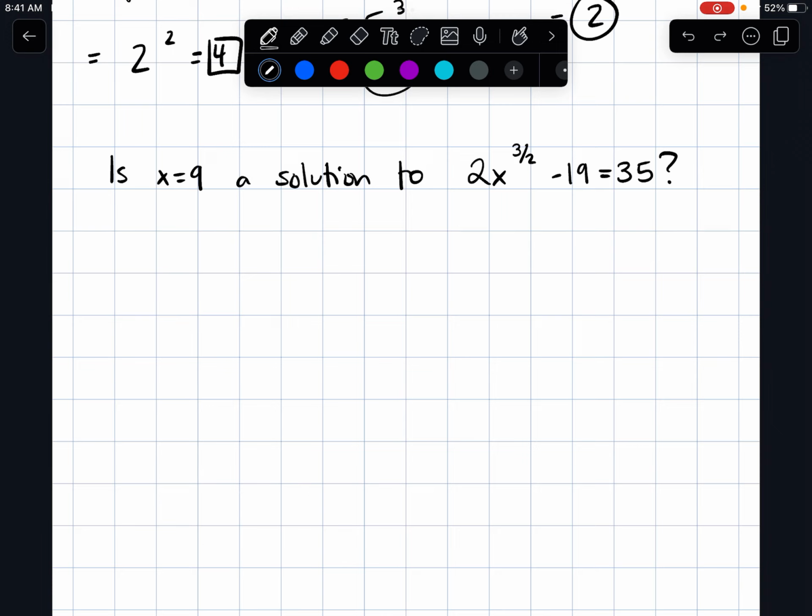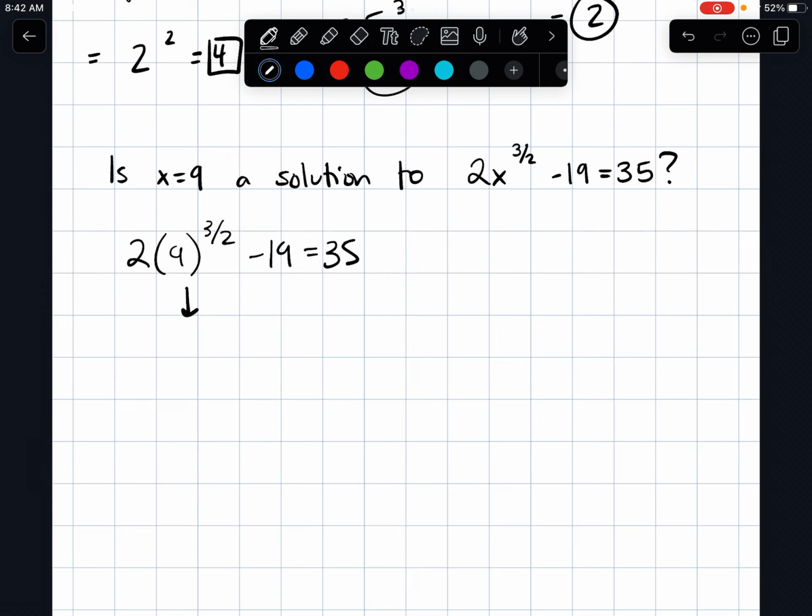First type of question you're going to see is we're just asking, is 9 a solution to this equation with rational exponents? So what I want to do is plug in a 9 for x. I'm going to rewrite this as 2 times 9 to the 3/2 power minus 19 equals 35. I'm now going to go ahead and see if this is true.